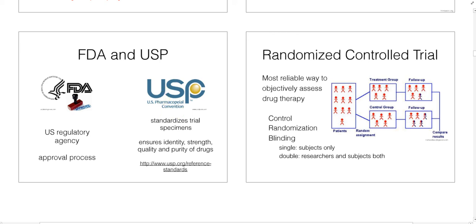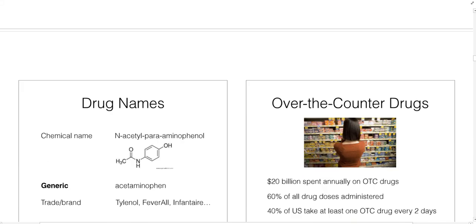An RCT, everyone should know what this is at this point. It's the gold standard for trials with a treatment group, a control group, and hopefully a double-blind design, blinding of the study so that researchers and subjects are both unaware of which medication they're taking.